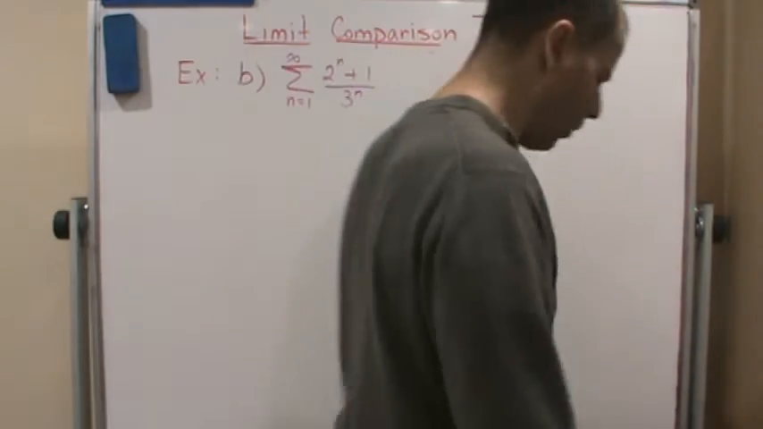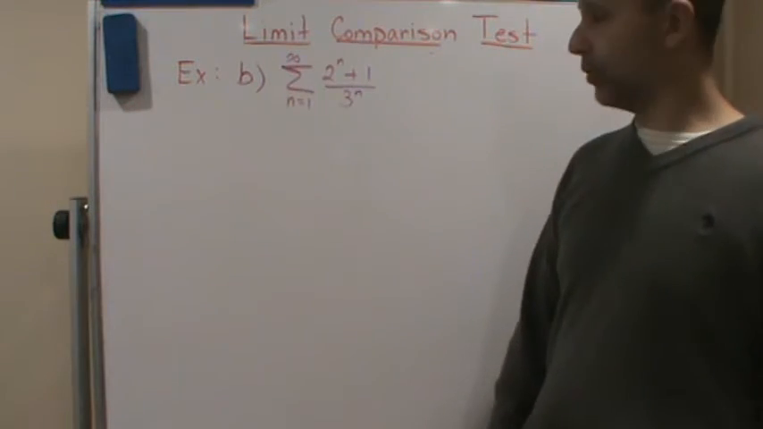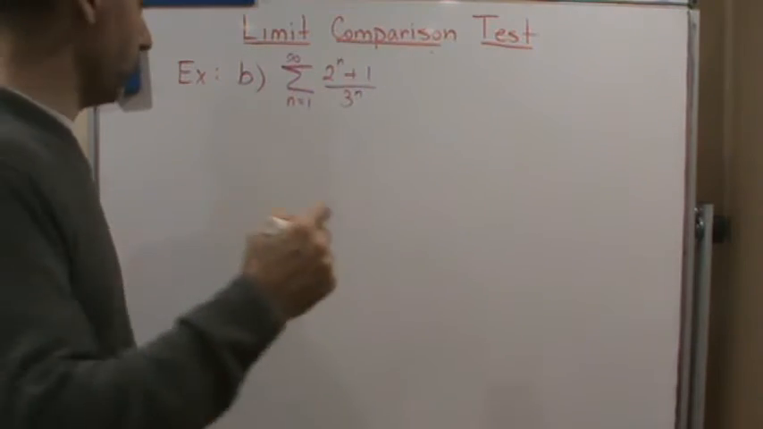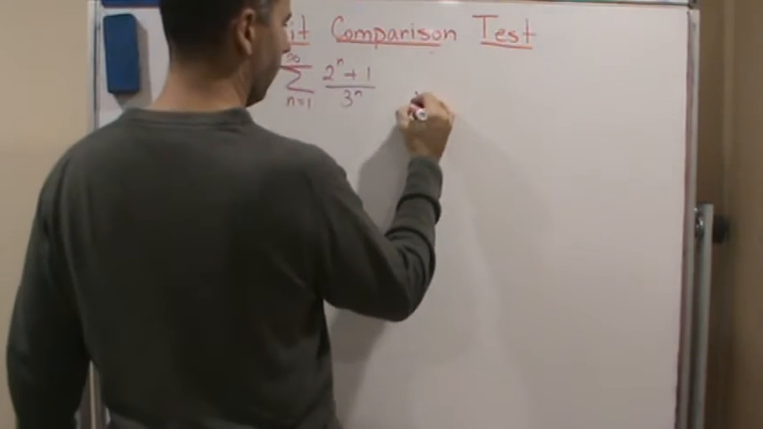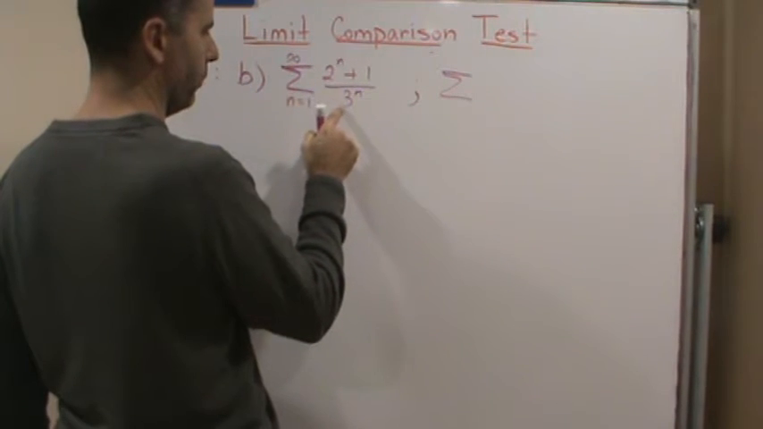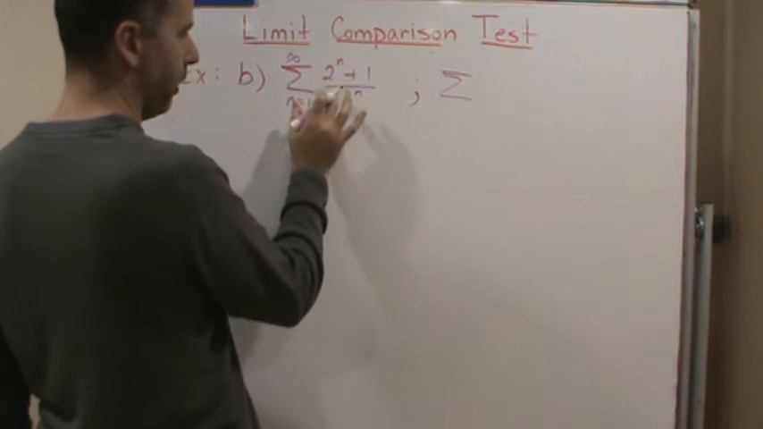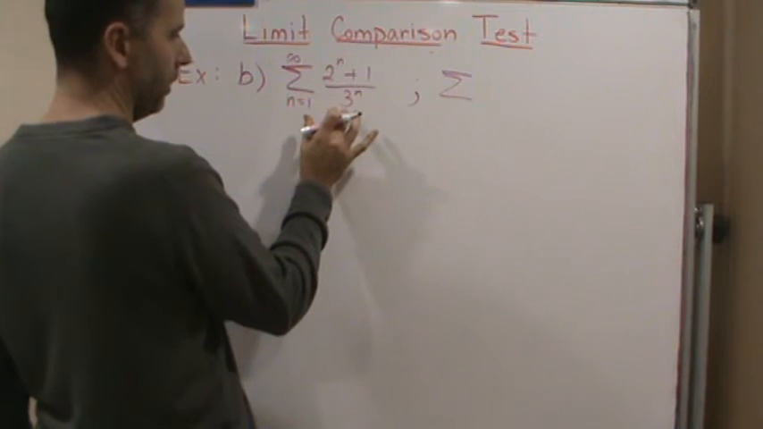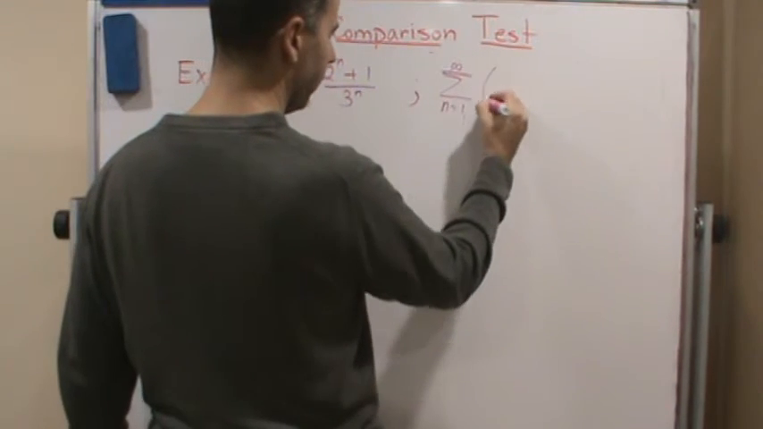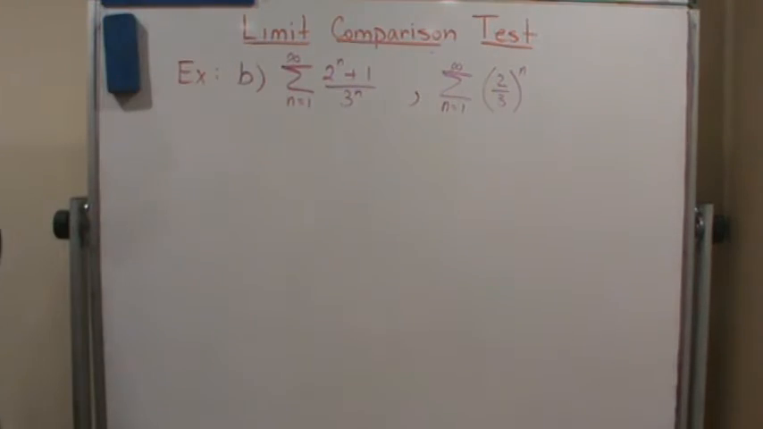Okay, so here we go. Let's do another one. So in this example here, we've got this one. And so now notice that this is very similar to a geometric series. And the geometric series that we're going to use is, notice this is 2 to the n over 3 to the n plus 1. Well, for large n, this is going to behave very much like 2 to the nth divided by 3 to the n, which is going to be equal to what? 2/3 to the nth power. So we're going to compare it to this one.